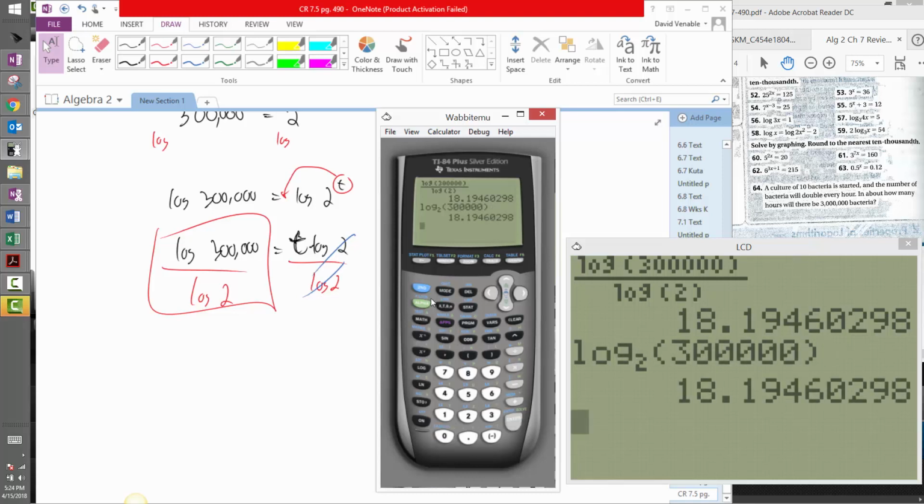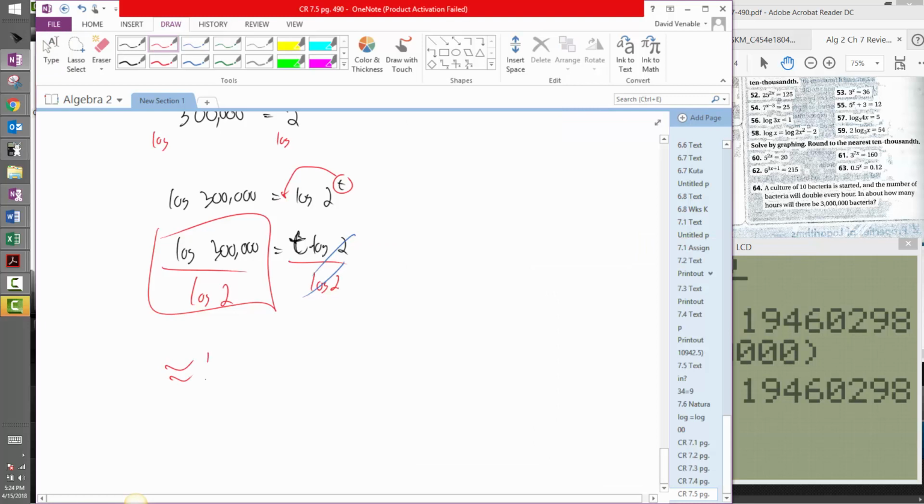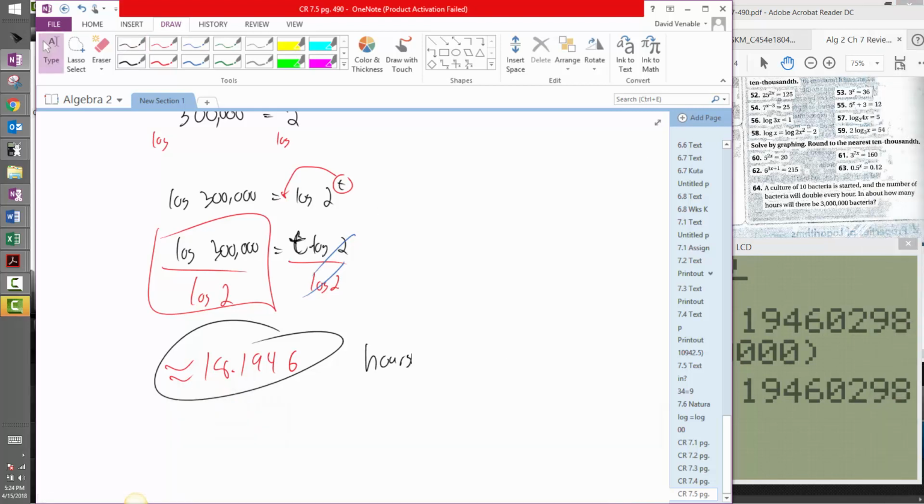So the answer is 18.1946. So it's about 18.1946, but I like to put units. It's a word problem, so it's roughly 18 hours. All right, that is it for section 7.5.